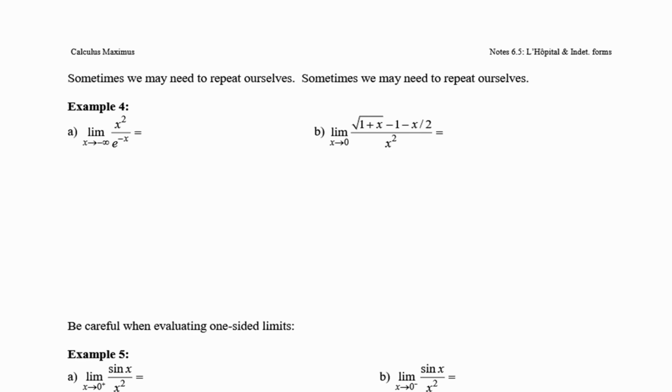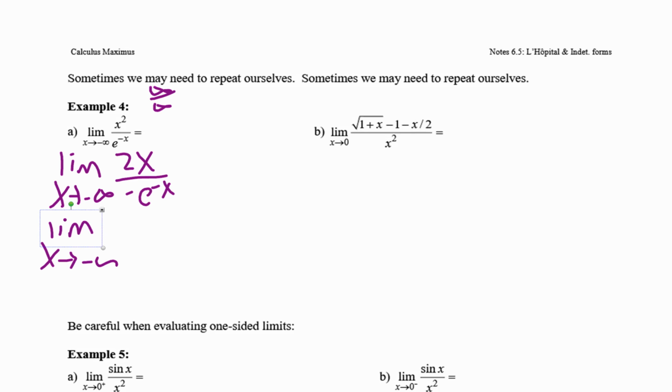Okay? Now, sometimes we need to repeat ourselves. So if we plug in negative infinity, we get infinity over e to the infinity. Well, that's great. So let's try L'Hopital. 2x over negative e to the negative x. All right, so we would get infinity over negative e to the infinity, so negative infinity, so we get another indeterminate form. Let's do it again. Limit as x approaches negative infinity, 2 over e to the negative x.